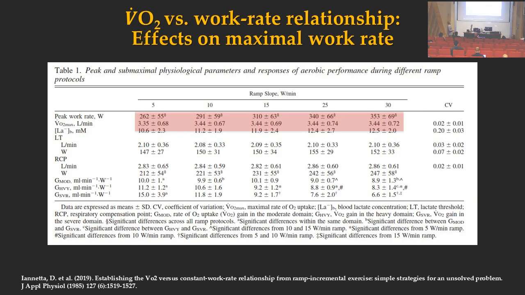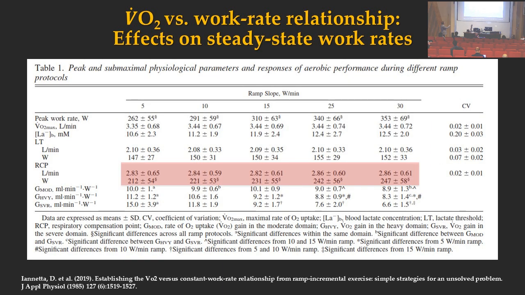So here are the numbers again. Peak power output from 260 up to 350, and again here oxygen, in this case maximal oxygen uptake, is pretty much the same, and the same has been true for the respiratory compensation point, and this was 212 to 240, so a difference of around 30 watts. Huge difference depending on the protocol you use. But again here, oxygen consumption as a measure of metabolic steady state is pretty constant.